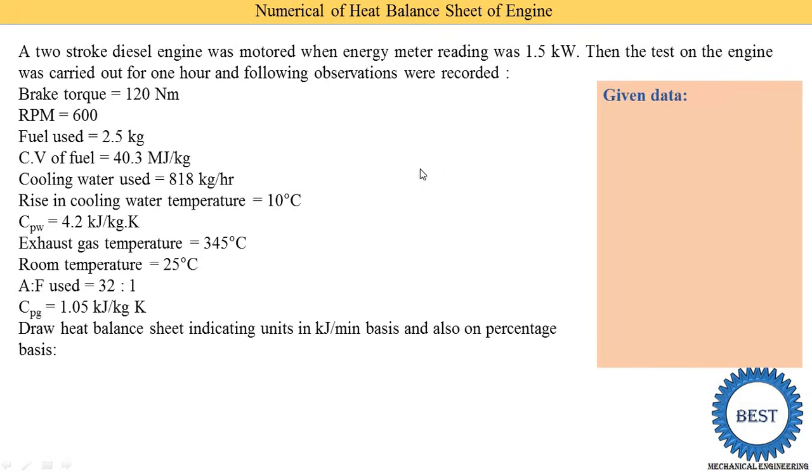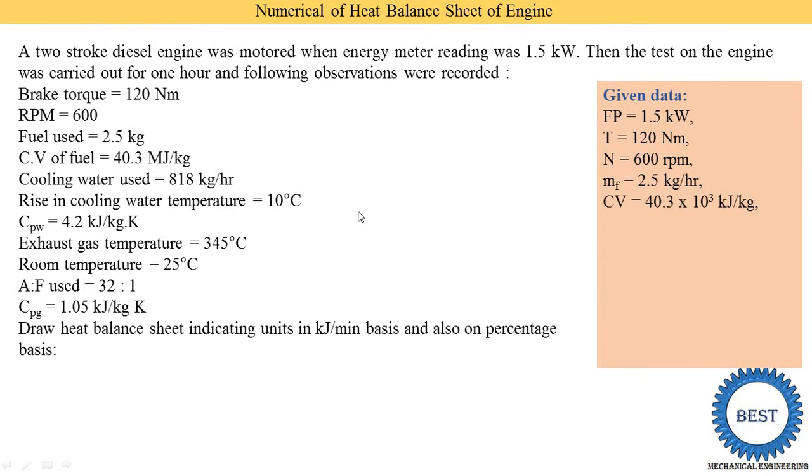Now, what is the given data? First, it is a two-stroke diesel engine and the meter reading was 1.5 kilowatt. It is the friction power, so friction power is 1.5 kilowatt. Then torque is given as 120 Newton meter, no conversion needed. RPM is given as 600 revolutions per minute. Mass of fuel is 2.5 kg per hour. Here hour is not written, but we commonly take it because the practical engine is running for 1 hour.